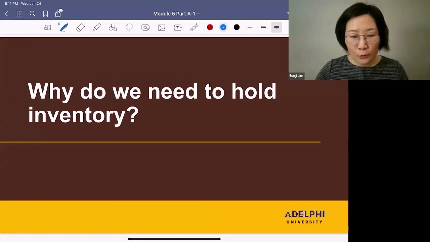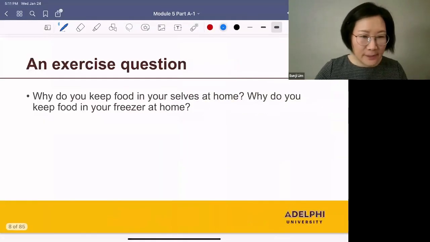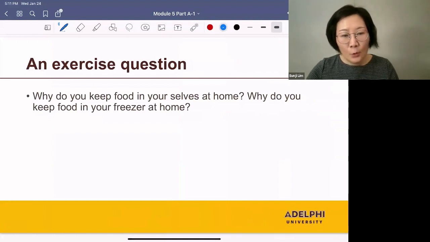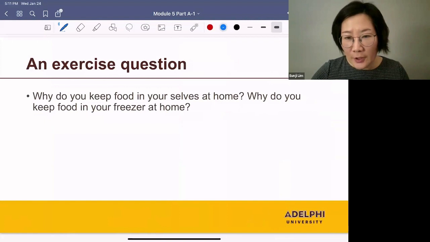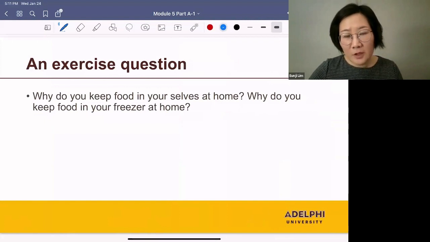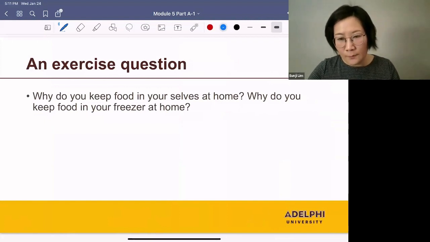Why do we need to hold inventory? To answer this, I want to give you an exercise question. Why do you keep food in your shelves at home? Why do you keep food in your freezer at home?